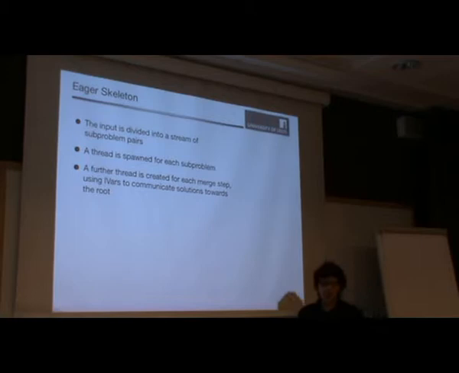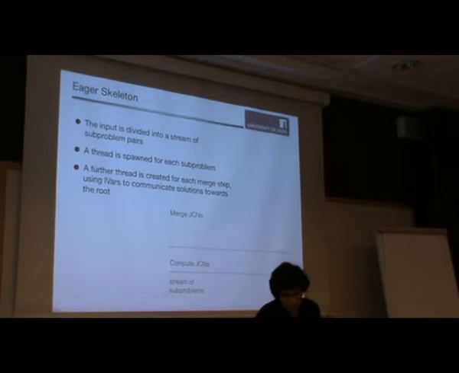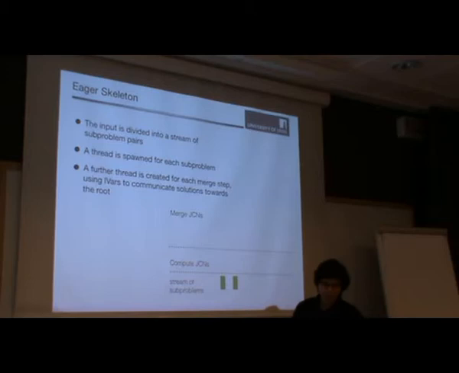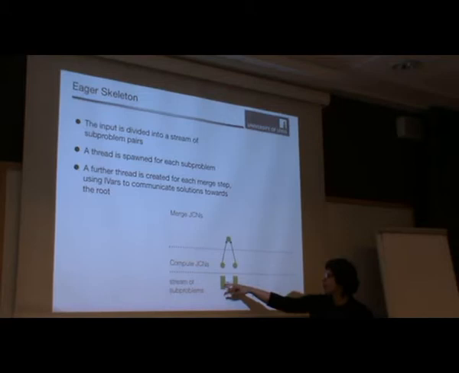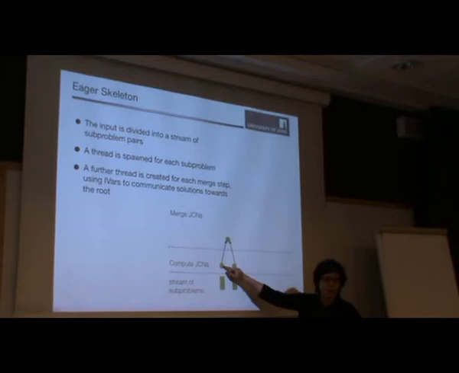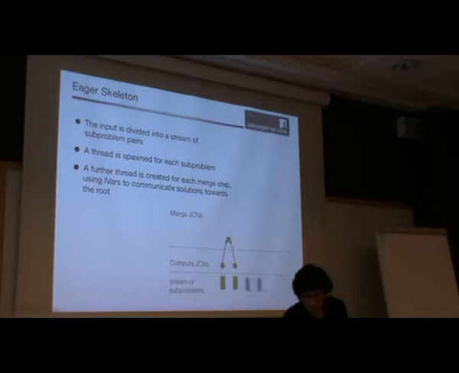Here is a simple example. We have the stream of subproblems. For the first pair, we divide, 2 tasks are created to compute joint counter nets. A further merge task is created that waits for the result of these 2 joint counter nets. And for the next subproblem, the same tasks are created.